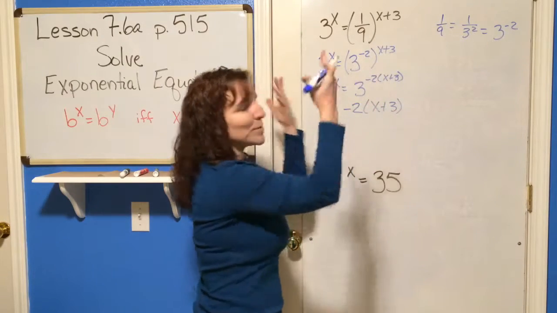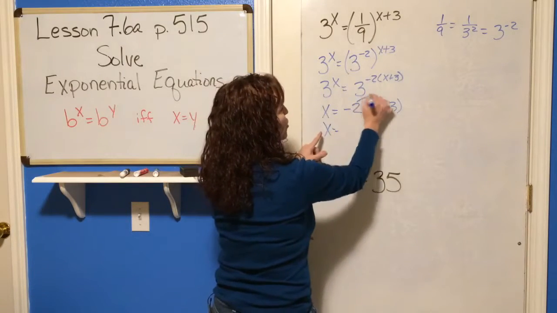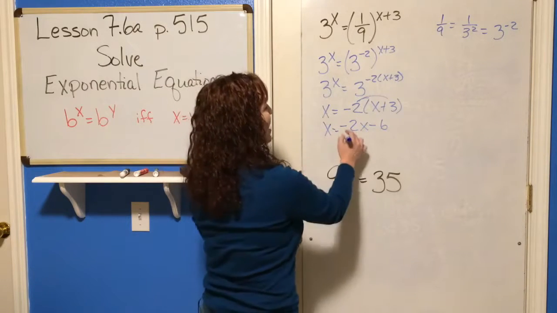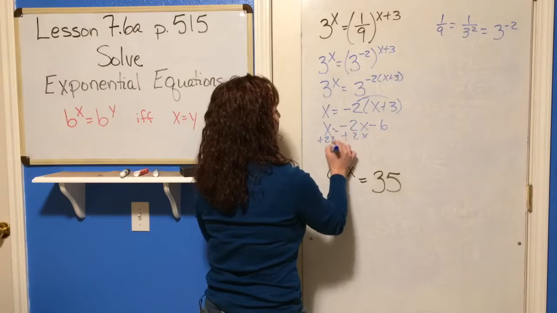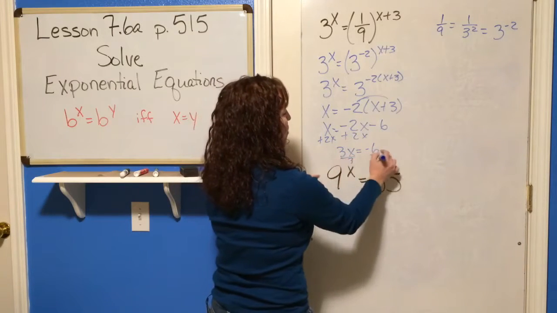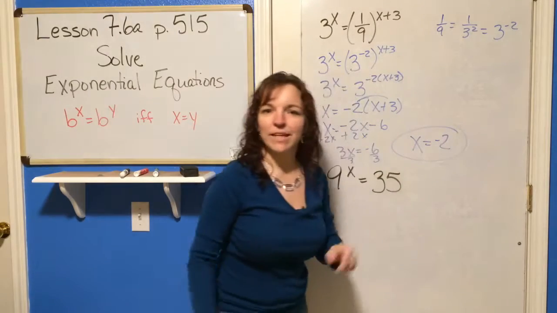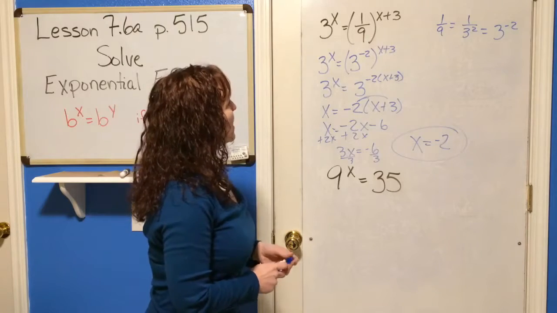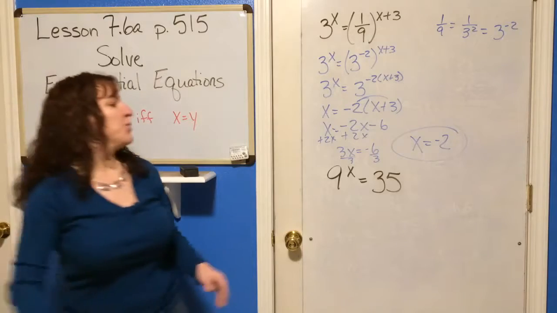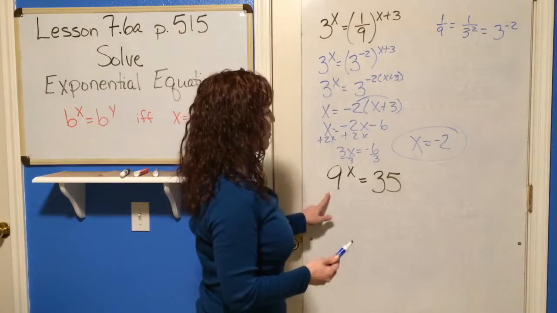Now this is an extremely simple equation that you know how to solve. So x equals, take your 2 all the way through, negative 2x minus 6. Add 2x to both sides. So 3x equals negative 6. Divide both sides by 3. So x equals negative 2, and you're done. Easy sneezy. All right?